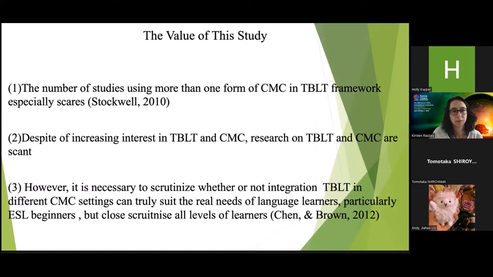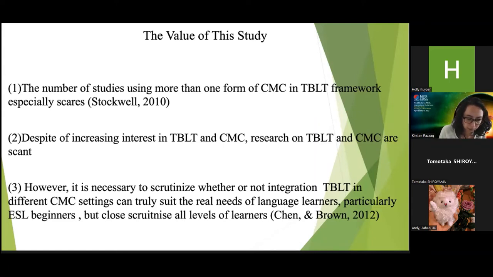And the value of these studies. First, there are a lot of problems. The integration of task-based language teaching is truly a new issue. First, the number of studies using more than one form is really scarce within the TBLT frame, because most studies focus on synchronous computer-mediated communication or asynchronous computer-mediated communication. The second is that, despite increasing interest in task-based language teaching and CMC, research on task-based language teaching and CMC is also scant. However, it is necessary to scrutinize whether integrating TBLT in different CMC settings can truly suit the real needs.